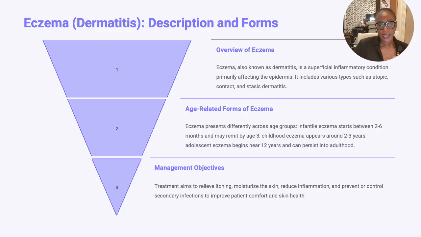So next we're going to look at eczema or dermatitis, the description and some forms of different eczema. This is an overview of eczema. It is a superficial inflammatory process involving primarily the epidermis. There are many types, some of which include atopic dermatitis, contact dermatitis, and stasis dermatitis. This is sometimes associated with a family history of the disorder, allergies, asthma, or allergic rhinitis.